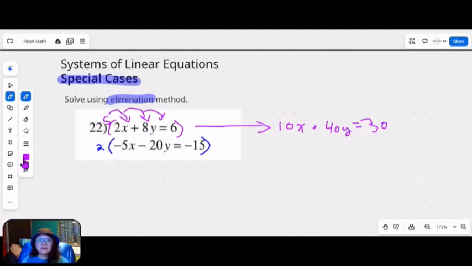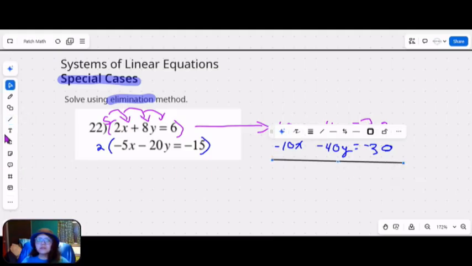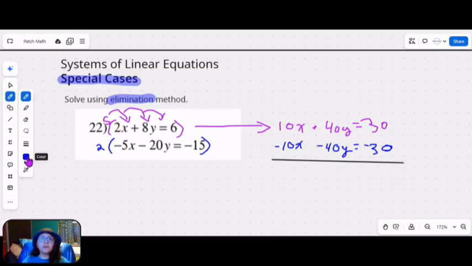We will distribute that too. So we have the negative 10x. We've got the negative 40y. And we've got the negative 30. And now watch what happens. This is why elimination method is so much quicker than the horrible substitution method we just did.